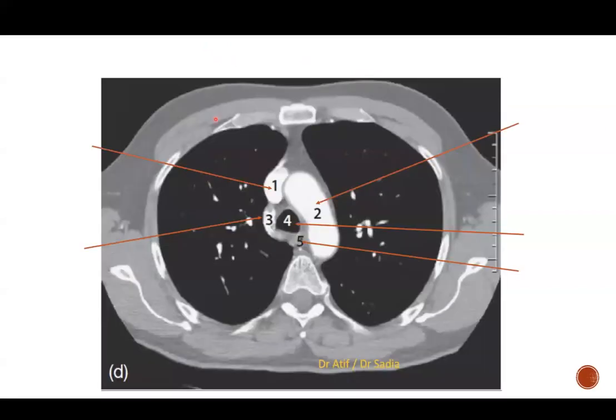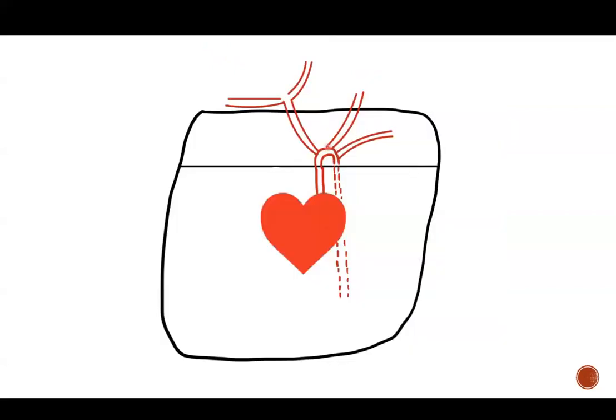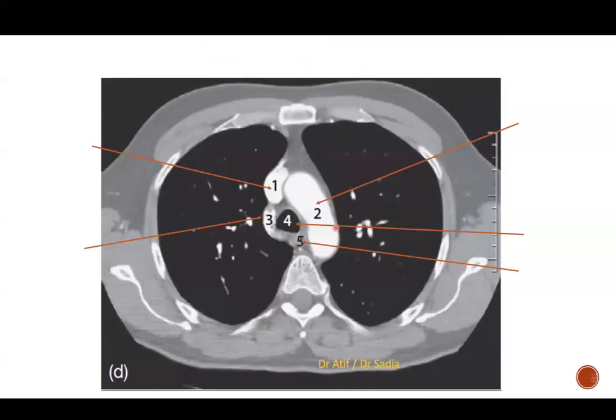So this is another image. We took the cut from here. Okay, so we're at the level of the arch of the aorta. If we take the cut from here, then we'll be able to see only one artery. Now this is an identifying feature of this image. Okay, or T4, right above the sternal angle, you'll see one arch of the aorta.